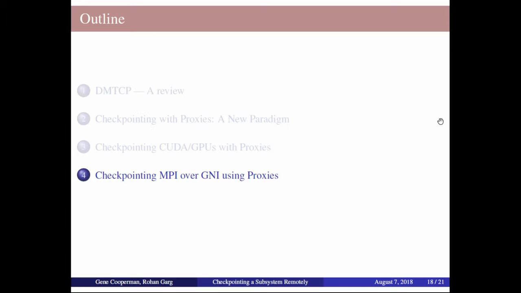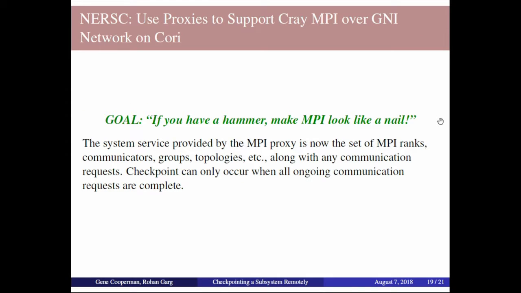So, and then we come to the second example that I want to discuss. This one is still in progress. So, MPI over the Cray GNI or Gemini network using proxies. So here I set up my own saying: if you have a hammer, then make MPI look like a nail. So the idea is our hammer is proxies. So let's see if we can apply them to MPI.